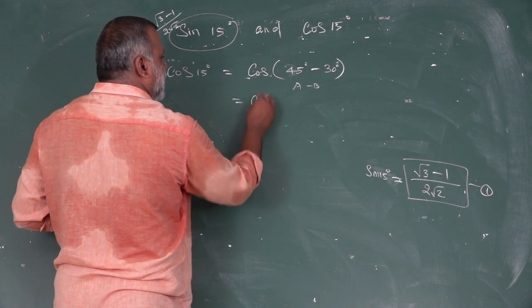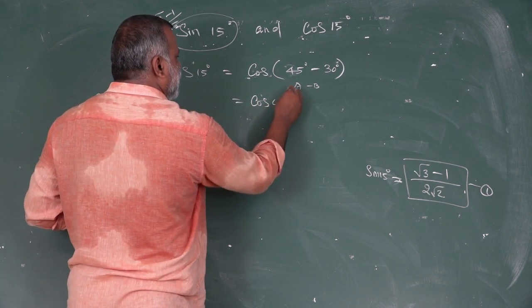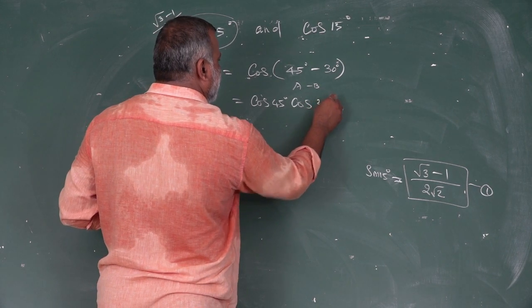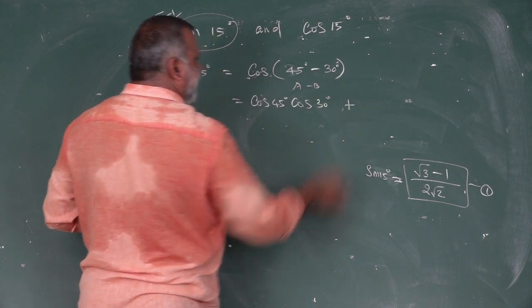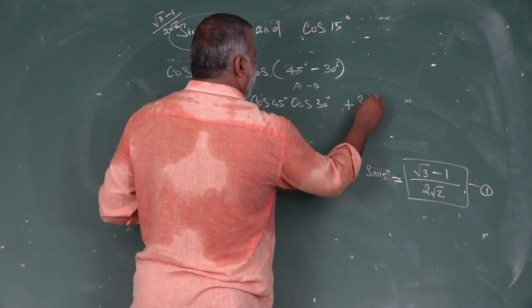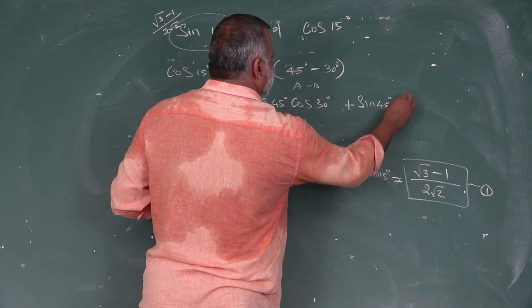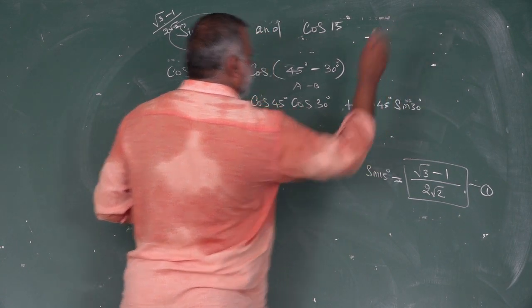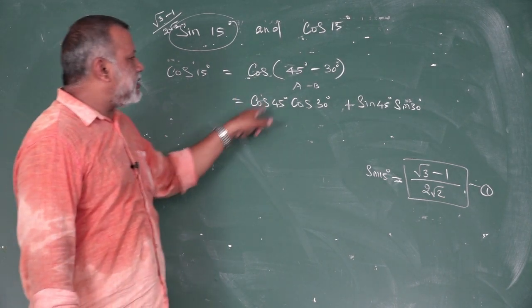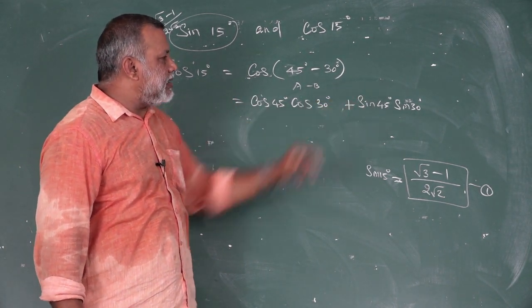What is the resultant? Cos A cos B. Here negative means the resultant has positive: sin A sin B. So cos A cos B plus sin A sin B.